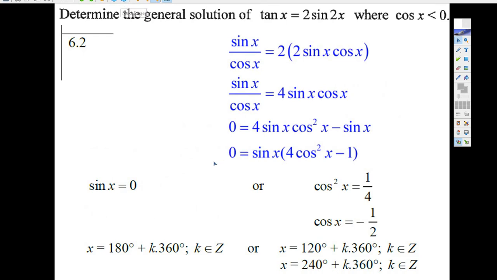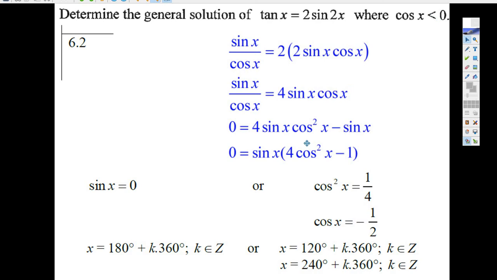Okay, let's try this next one. Determine the general solution of tan x equals 2 sine 2x, where cos x is less than 0. Cosine, that we're saying, take the negative of cosine, less than 0. Okay, well, let's just get started. The sine of 2x, there's not much we can do other than write 2 sine x cos x. And then in tan x, we replace it with sine x over cos x, that identity we learned in grade 11.